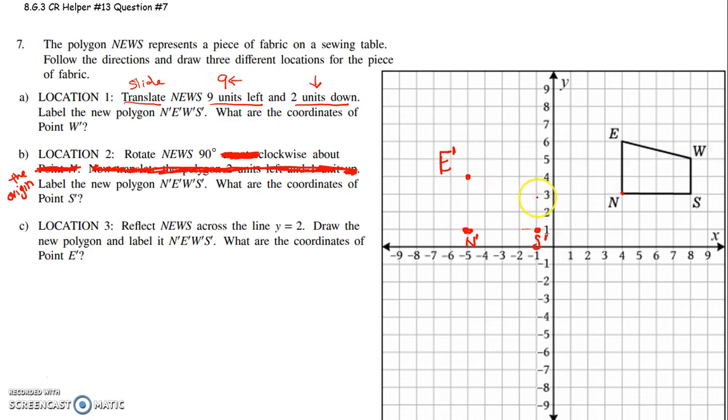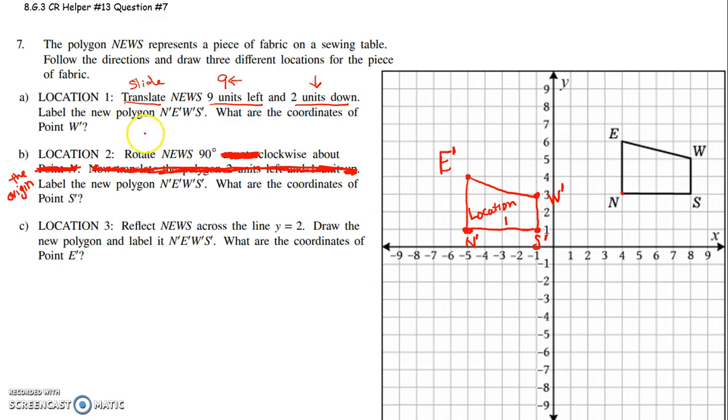Then I can say, what's the distance between S and W? 2. So between S prime and W prime will be 2. There's W prime. And again, if you really feel the need, you can go 1, 2, 3, 4, 5, 6, 7, 8, 9 left, 2 down. So this would be location 1. It's just a slide.